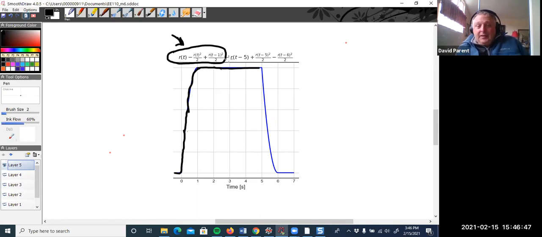Now, look here. I'm subtracting a ramp delayed by 5. I'm adding a ramp delayed by 5, that's squared. And then I'm subtracting another squared ramp that's delayed by 6. If one could recognize that, that was my shape up, that's my shape down.